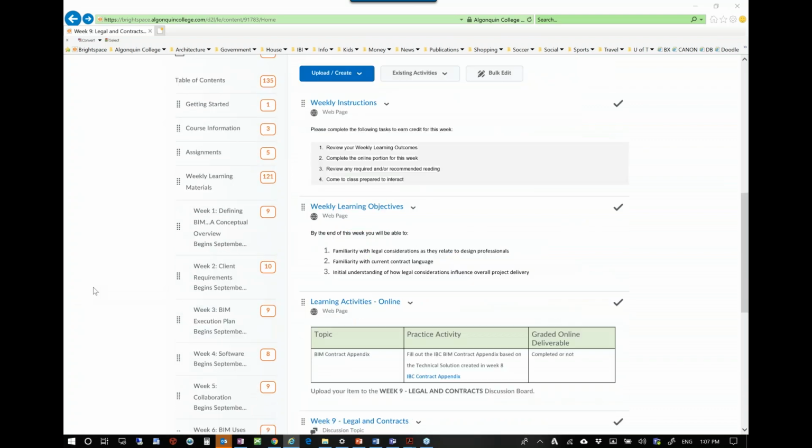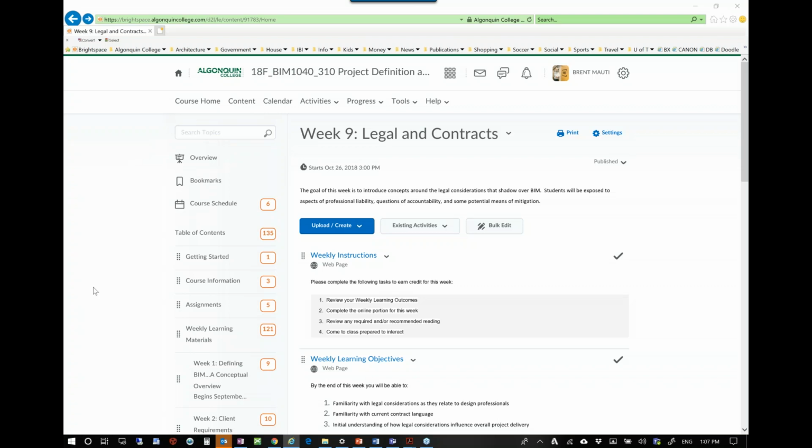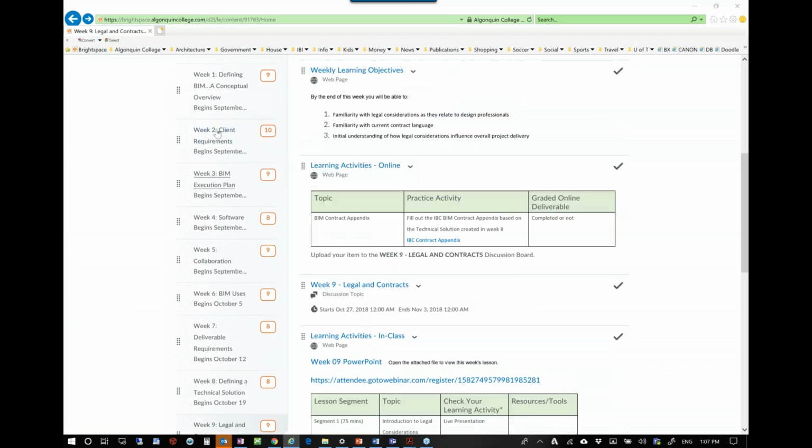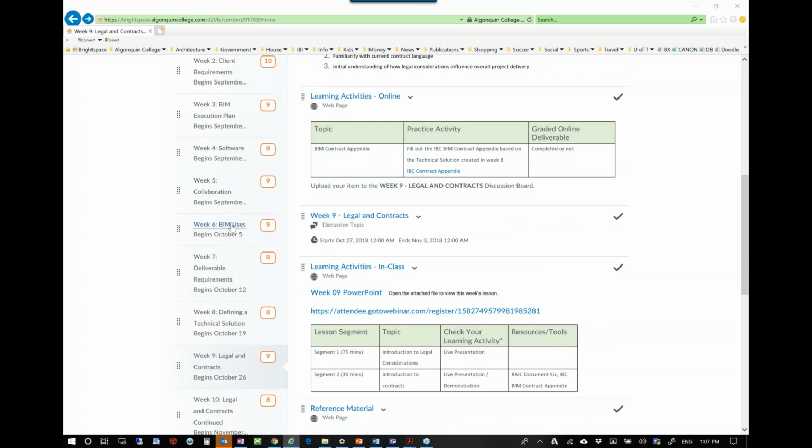So this week, the focus is legal and contracts. And I kept prefacing this. When you look back at what we've done to date, it's all under the premise of project definition and deliverable. That's this course title. We've gone through what BIM is, client requirements, talked about execution planning, software and collaboration, so BIM authoring tools, sharing stuff. And every time I was in these, I kept saying, imagine the legal aspects. Uses for our model. So we have all this info, what are we going to do with it and why? What are our required deliverables? And then creating overall solutions.